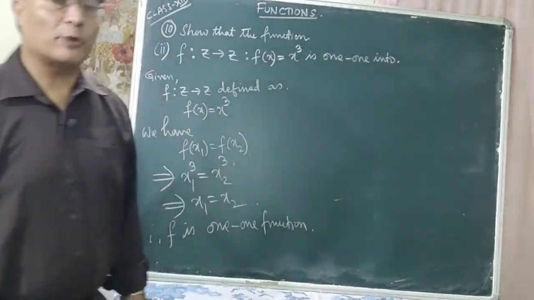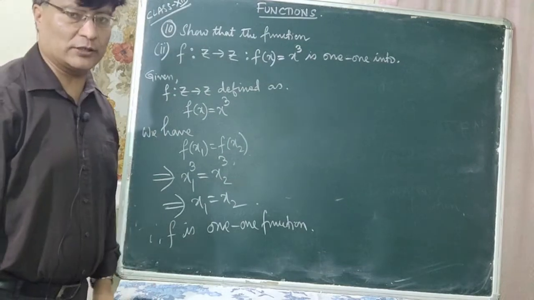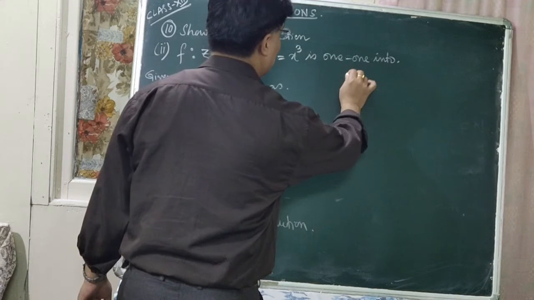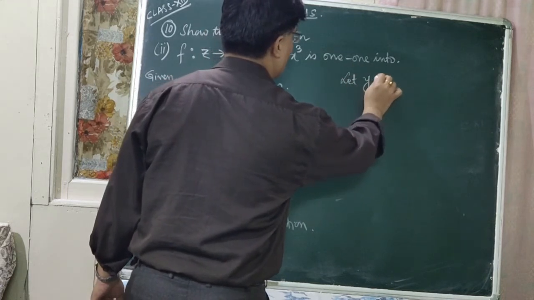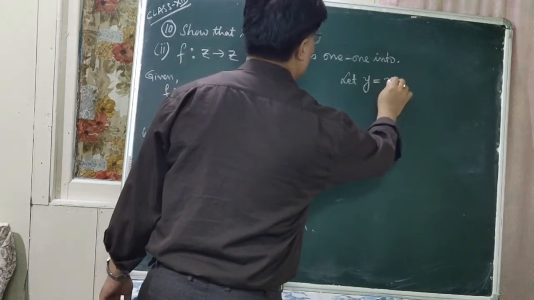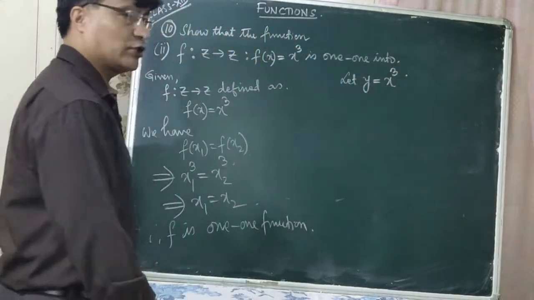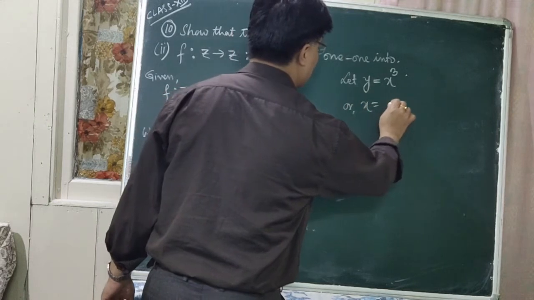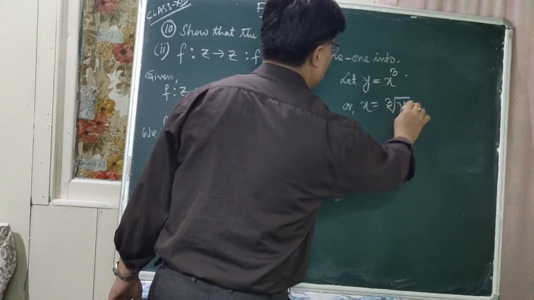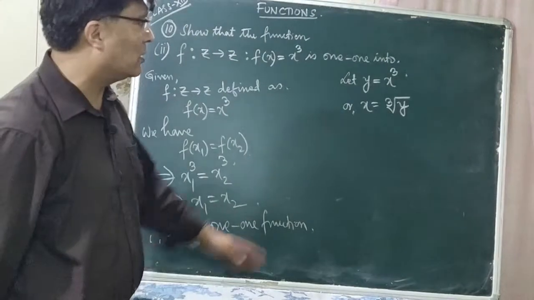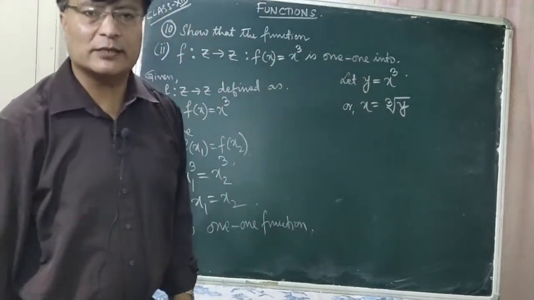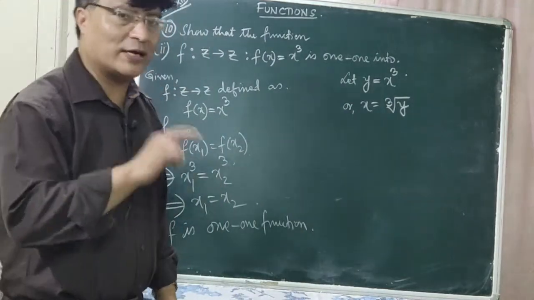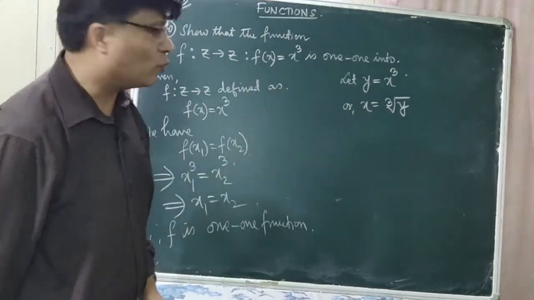So now let us prove that it is an into function. This function f is an into function. So here also let us assume y is equal to x cube. So let us get the value for x. So what is x equal to? It will be cube root of y, isn't it? Actually it is y to the power 1/3. It is just like cross multiplication in the power. So what is the value for x? x is equal to y to the power 1/3. So y to the power 1/3 means it is cube root of y.